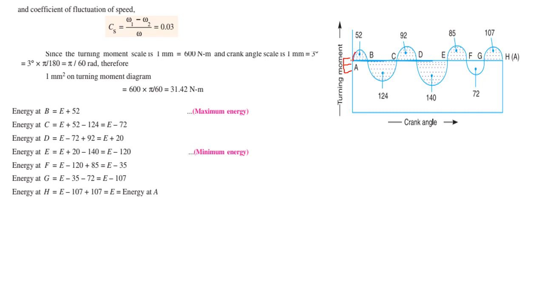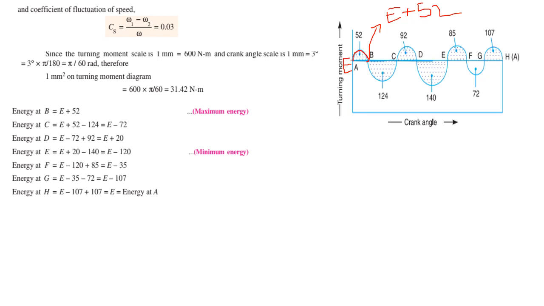From A to B the energy has gone on the positive side. I have already explained, this is the mean torque line. Above the mean torque line it is plus, and below the mean torque line it is minus. So at point B, the energy will be E plus the given value. The given value here is 52. So at point B the energy will be E plus 52.